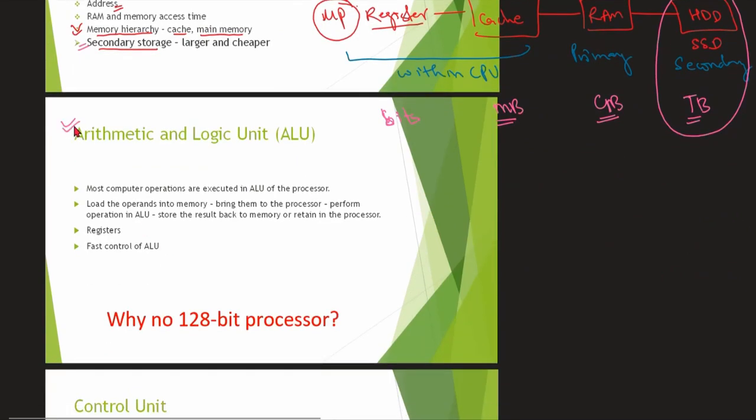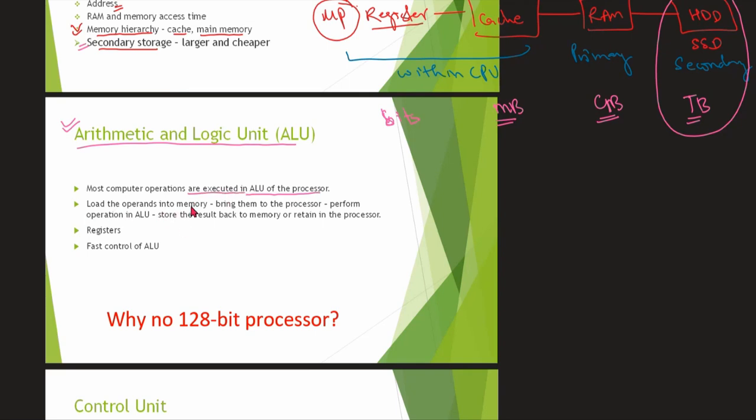The next component is the arithmetic and logic unit. As the name suggests, the basic role of the arithmetic and logic unit is to perform the arithmetic as well as the logical operations. Most computer operations are executed in the ALU of the processor. Because it does the arithmetic and logic operations, most of the processing of the computer system is basically done by the ALU only. So the ALU is responsible for performing the operations in the computer system.